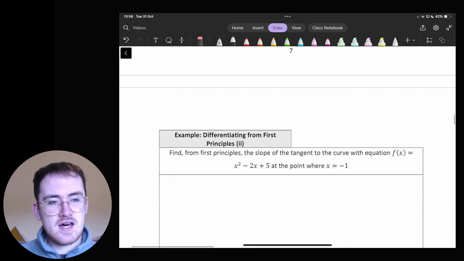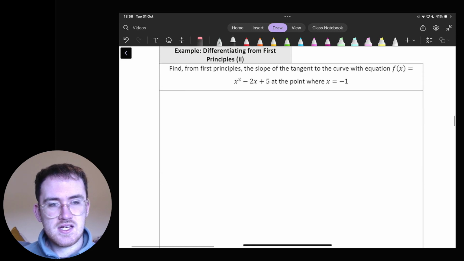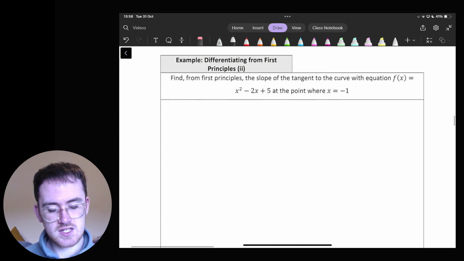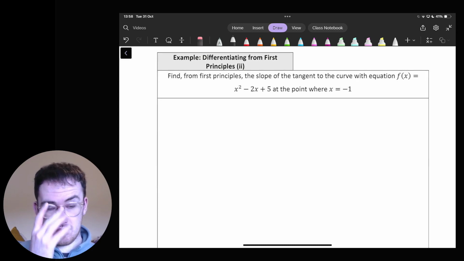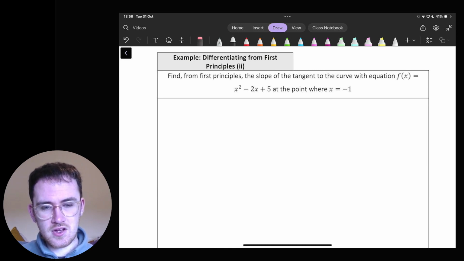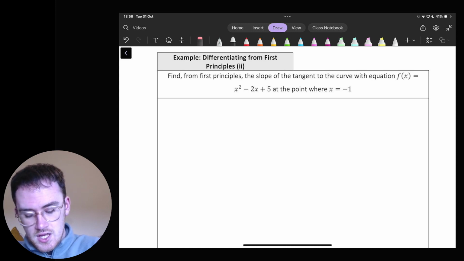So we have some more examples here. Differentiating from first principles: find from first principles the slope of the tangent to the curve, which has equation f of x equals x squared minus 2x plus 5, at the point where x equals minus 1. So we've one additional step to follow through here. Otherwise, everything else is still the same. So let's give it a go.